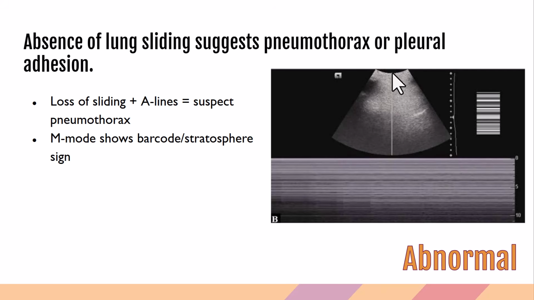M mode is used, again, between two rib spaces where we would expect to see the pleural line and then see into the lung tissue itself. M mode goes on, and what we see is no motion. This is known as the barcode or the stratosphere sign, where we see no motion and it's just horizontal lines all the way through. That means that the lung is not moving appropriately, therefore not moving air as it should.